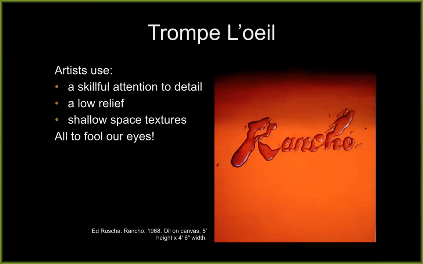So here's an example of Rouchet, sorry, it's Rouchet. I've been really working on my pronunciation of these artists and terms. It's a painting, oil on canvas, but it looks like plastic or enamel, something that sticks up from the surface, but it is a very flat painting.